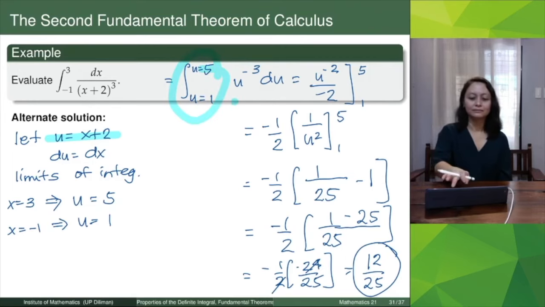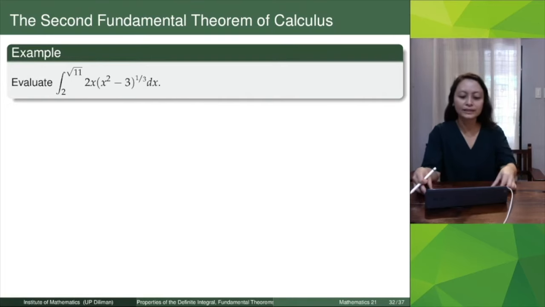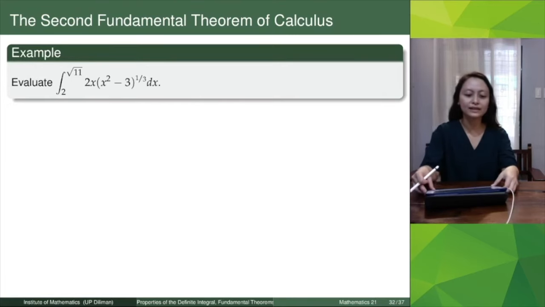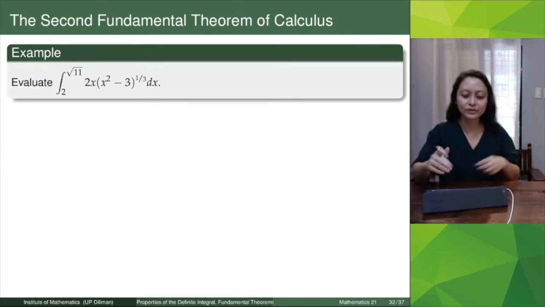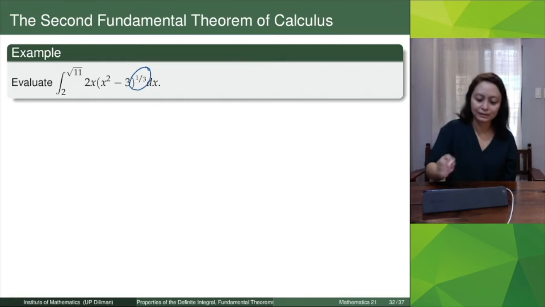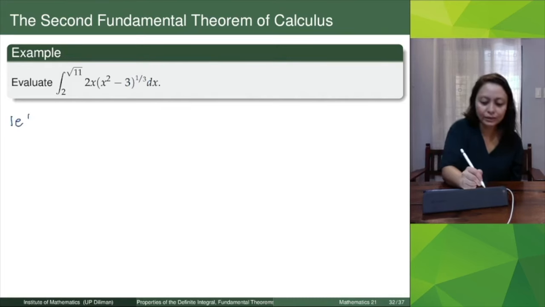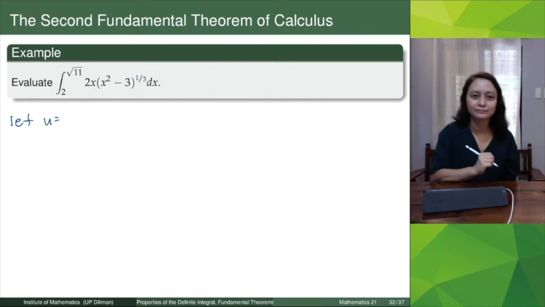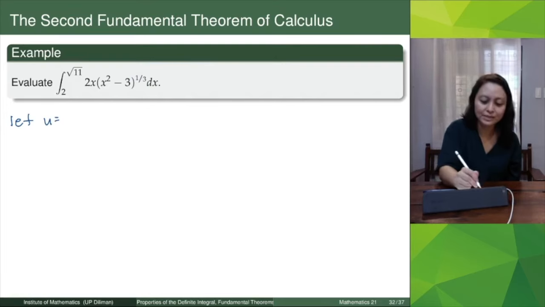Okay? Yan. So, we want to evaluate the integral from 2 to square root of 11 of x squared minus 3 raised to 1/3 dx. Okay? So, obviously, magsa-substitution tayo dito kasi hindi nyo pwedeng i-distribute yung exponent na 1/3. Okay? Sige. So, ano yung u natin? We let u be equal to yan, x squared minus 3. Okay? Kasi yun yung nasa loob ng pangit na exponent.